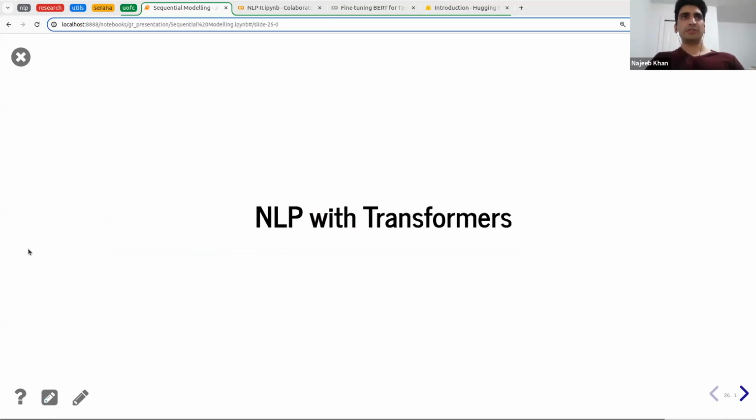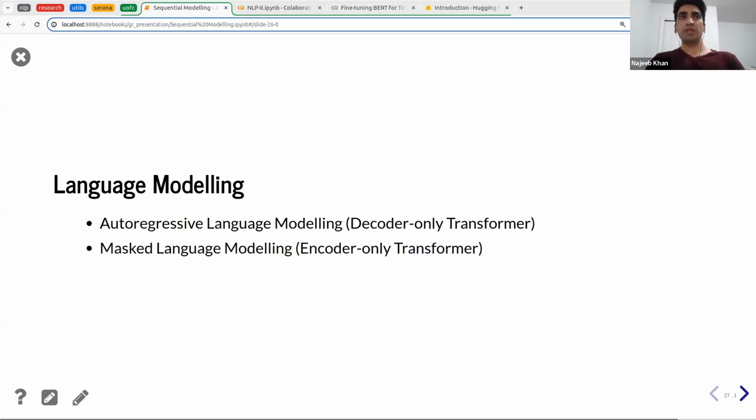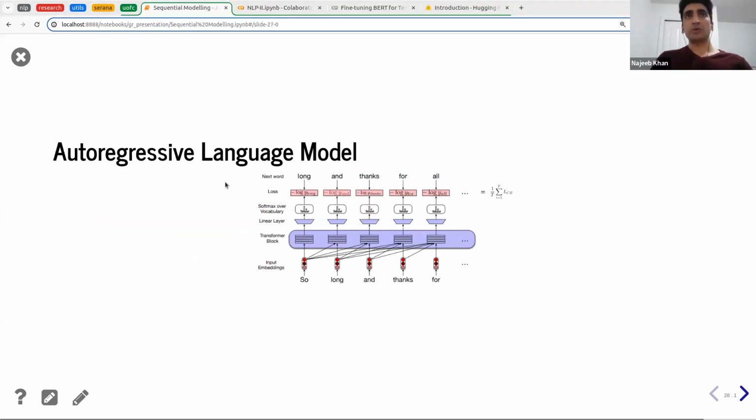Okay, so that was the self-attention and the transformer model itself. Now, what can they do for natural language processing? Two very common things transformer models have been used for is language modeling in two flavors. The first one is autoregressive language modeling, also known as the decoder-only transformer. The other one is masked language modeling, which is known as an encoder-only transformer. So let's first look into autoregressive language modeling.